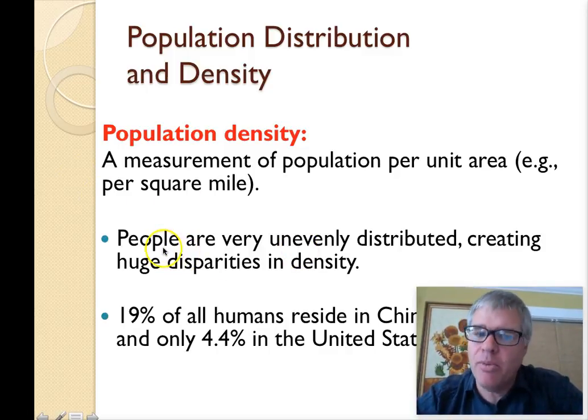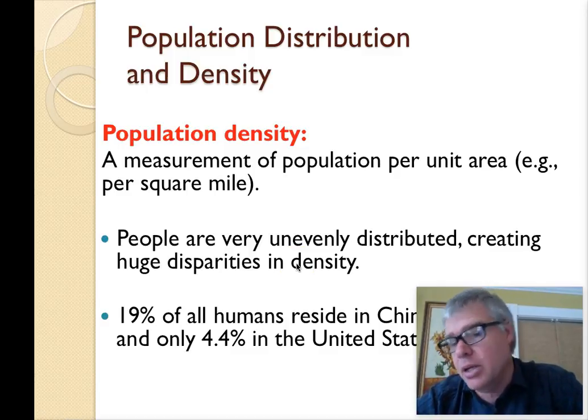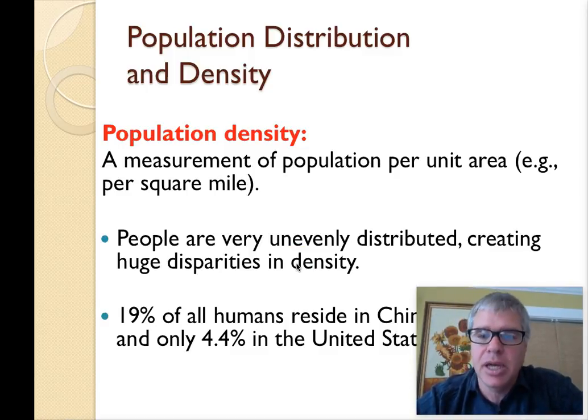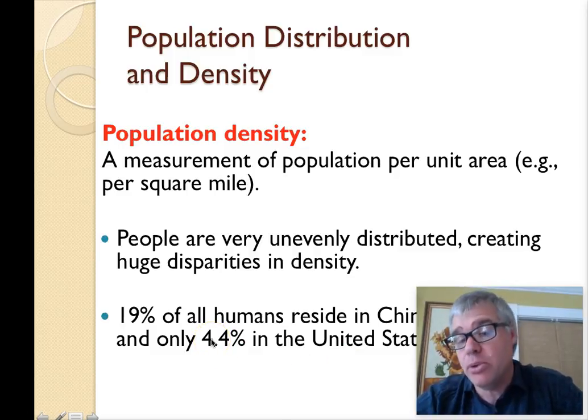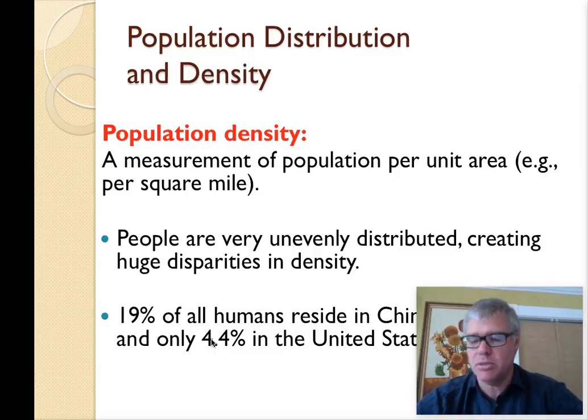And people are very unevenly distributed, creating huge disparities in density. You get places like the Yukon Territory in Canada where there's almost nobody per square mile, versus some of the major cities. And as I showed in that one thing, 19% of all humans reside in China. Sorry, 17% in India. When we talk about everything going on here in the United States, it's important to realize that only 4.4% of the entire world's population is having the American experience, right?